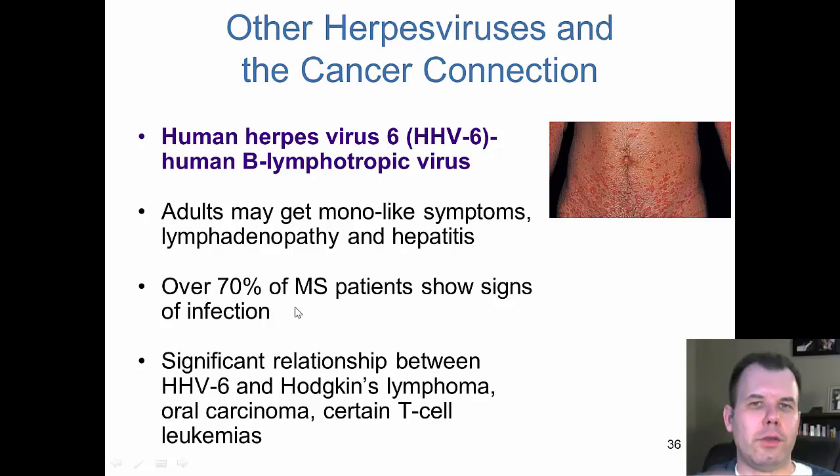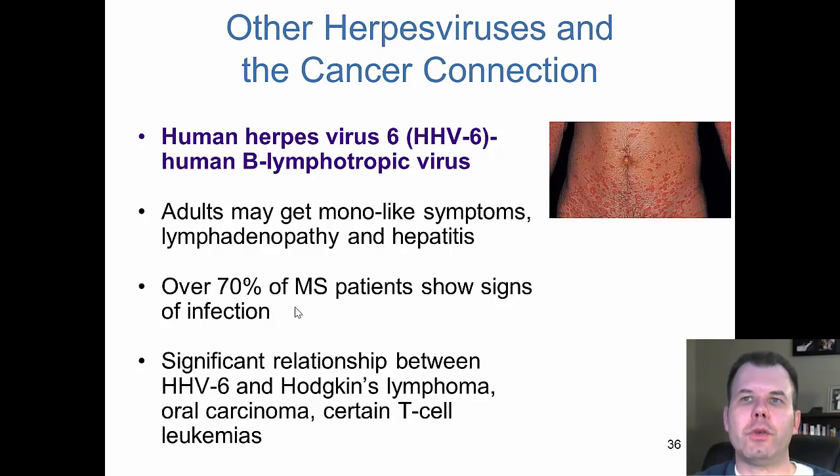And this is the one where 70% of all MS patients actually show signs of this infection. So it might have something to do with this virus affecting the nerves and then the immune system attacking the nerves. Now, again, we don't know if there's a cause-effect relationship, but it seems like there's a pretty good number that have MS and are showing signs of this viral infection.